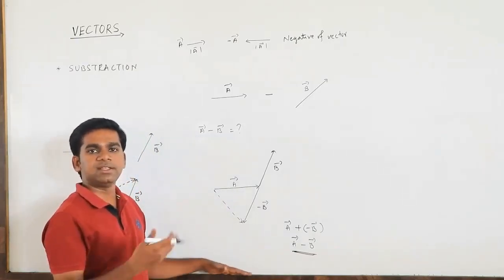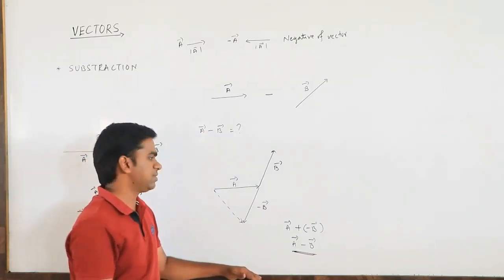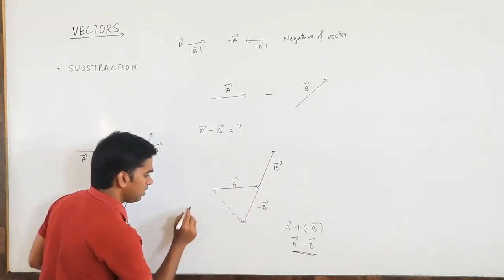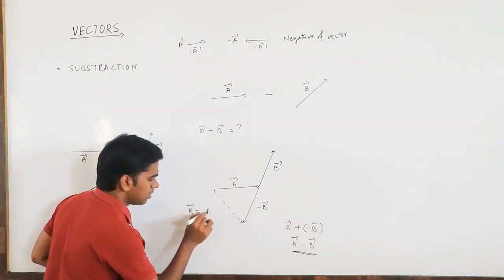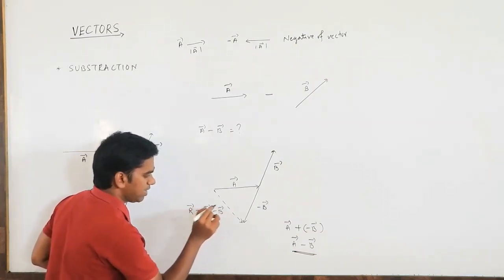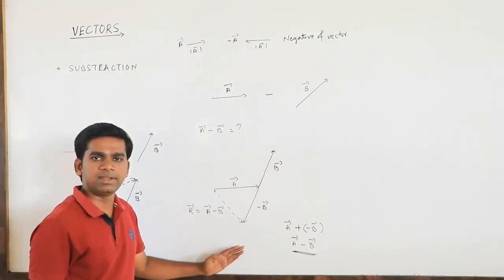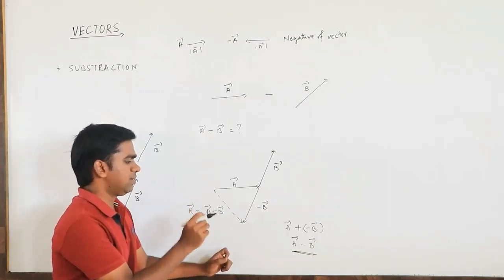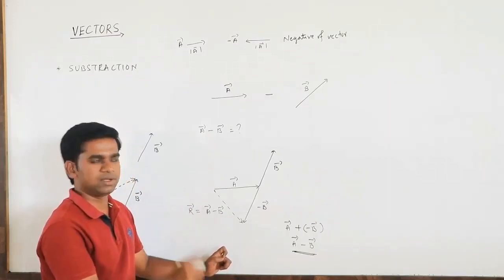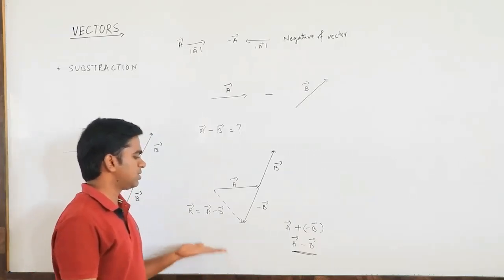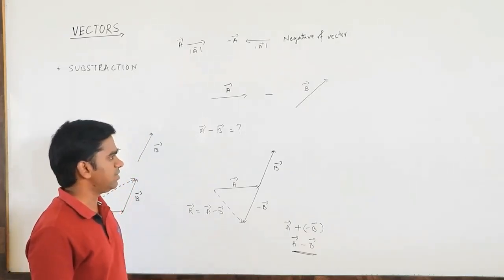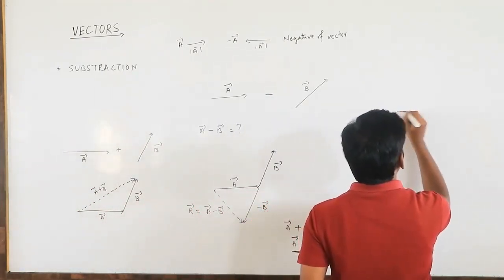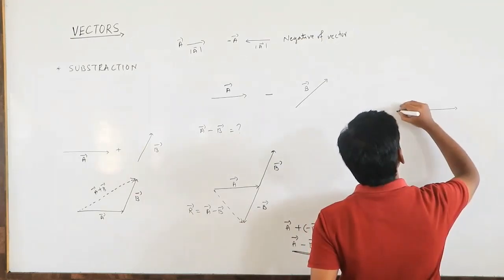I am not using any other law, I am using the same vector law of addition only, but instead of B, I am taking minus B, the negative of the vector. So this resultant is nothing but vector A minus vector B. So this is how we can get vector A minus vector B. So what law are we using again? The triangle law of vector addition. You may ask then, what about the case where vectors are like this, if their tails are joining at a point?